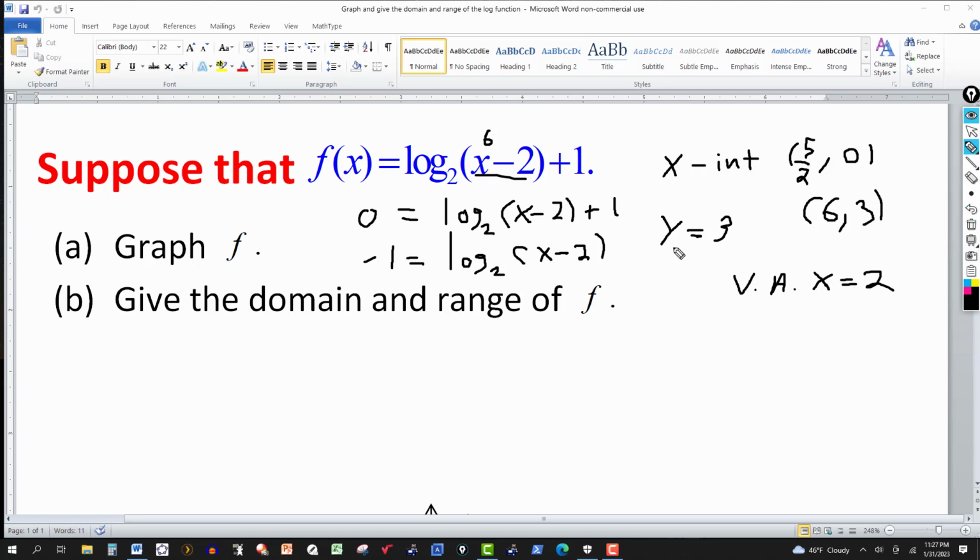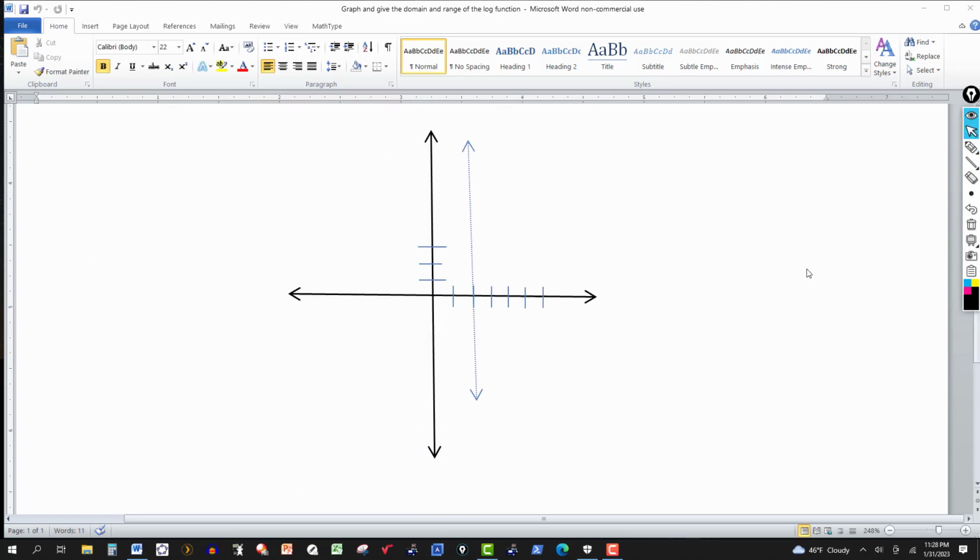There's your information. Vertical asymptote at x equal 2. The graph has a point at 6, 3, and the x-intercept of the graph is 5/2 and 0. So let's come back over here then. This is some of the information that I just went over. So the vertical asymptote is x equal 2, and the graph crosses the x-axis. The x-intercept is at 2 and 1/2, so it's this point right here. And again, it's going to have the same shape as the other one. It just shifts over a little bit.